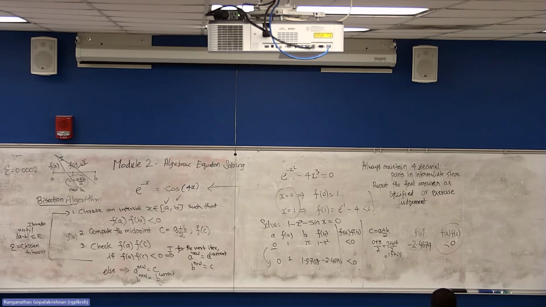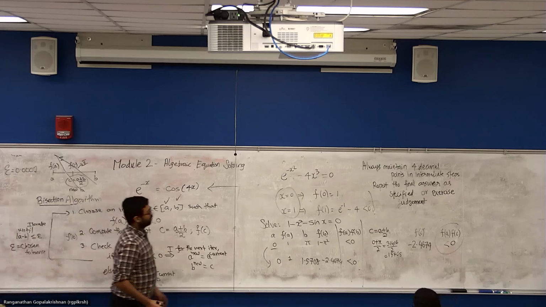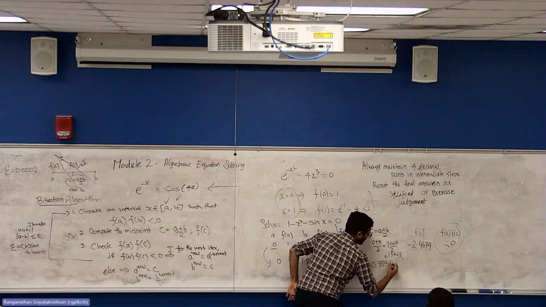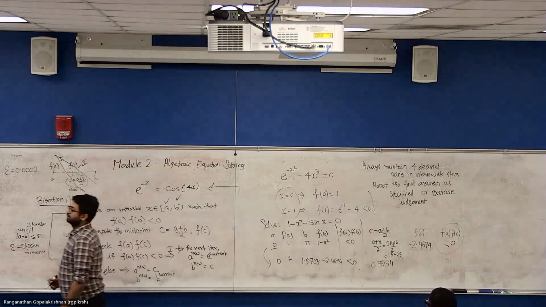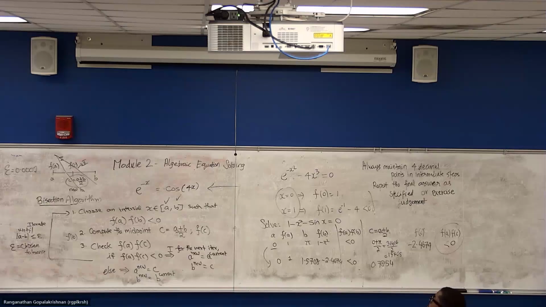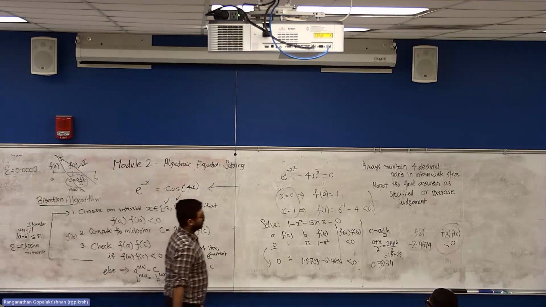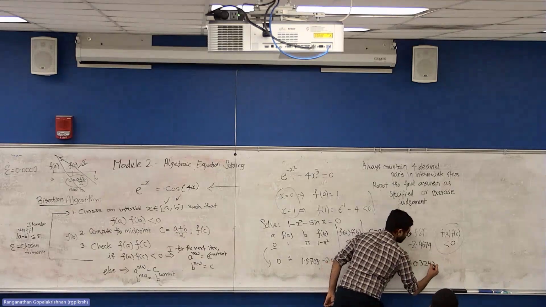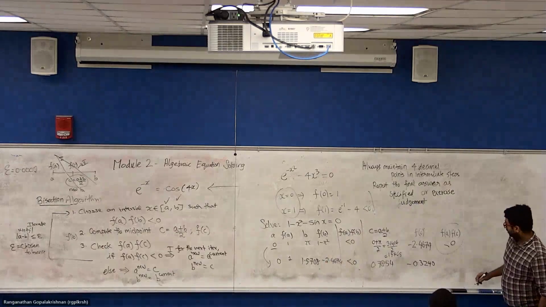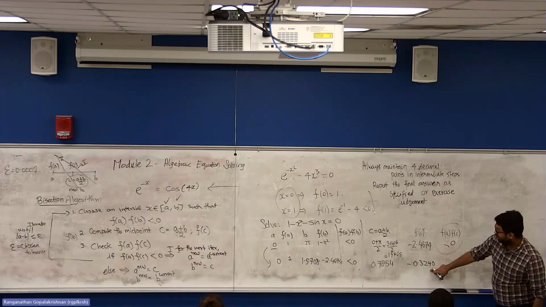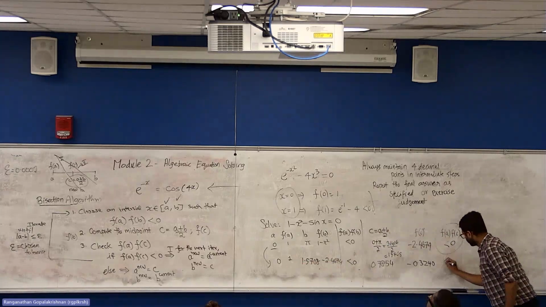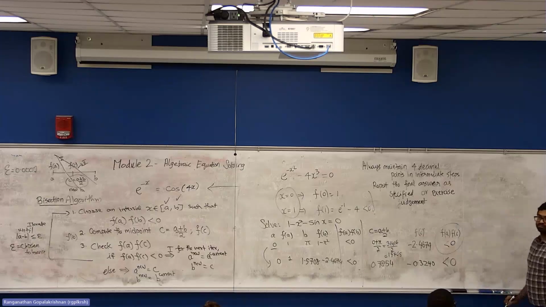Point 7854. 0.7854. And f of c is, anyone? Correct. Negative 0.3240. And f of a, f of c is negative. F of a is positive. So this continues to remain negative.